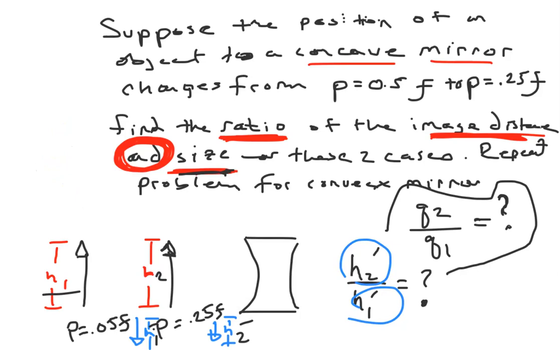All right, so what do we have to do here to solve this? He wants Q2 over Q1, right? And then he wants Q2 over Q1. So what do we need to do to solve this?